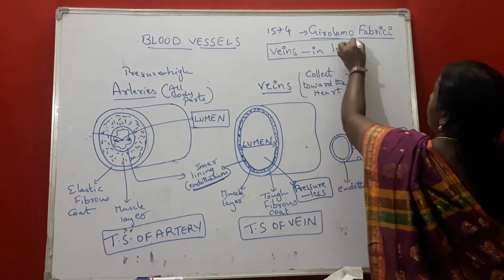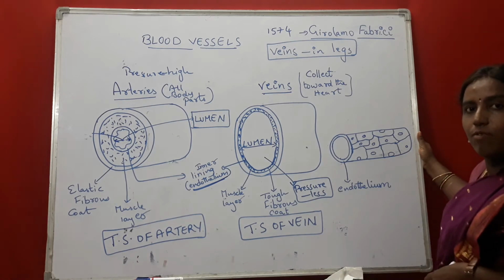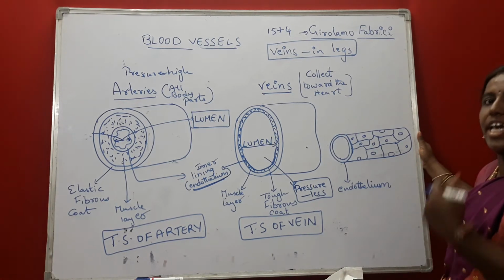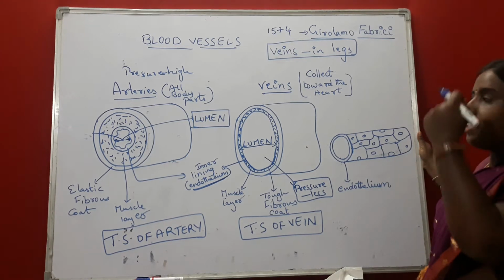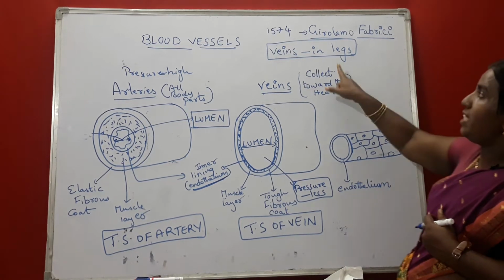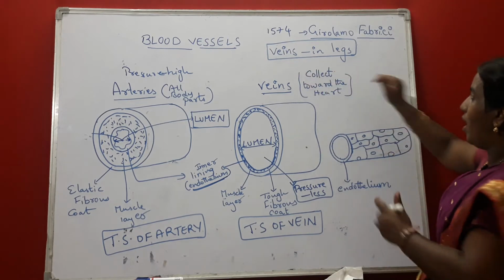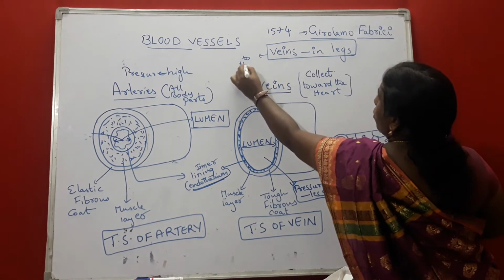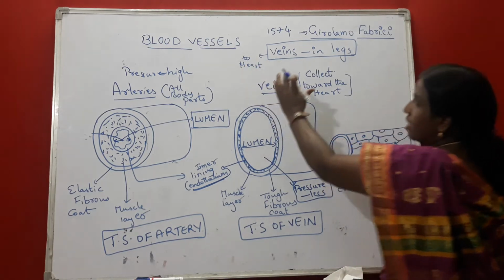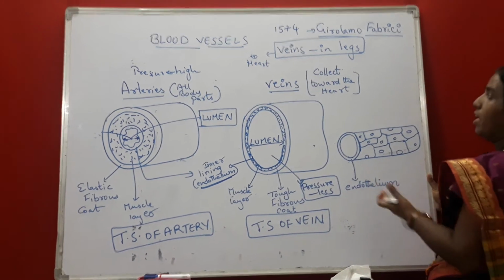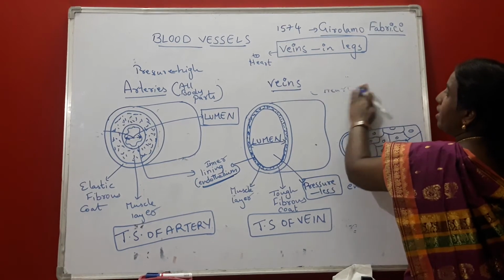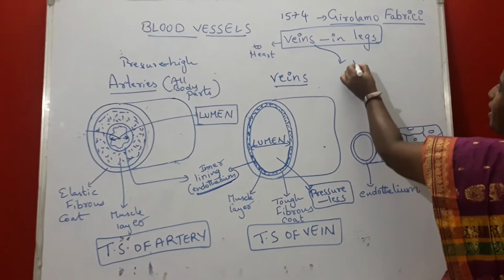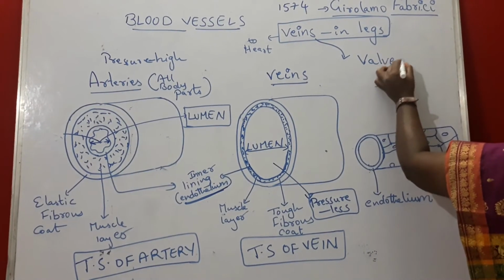He studied the veins in the legs. What did he observe? He observed that veins bring blood to the heart. First, all veins bring blood to the heart. This was his first observation. Immediately after that, he also observed that the veins in the legs had valves.